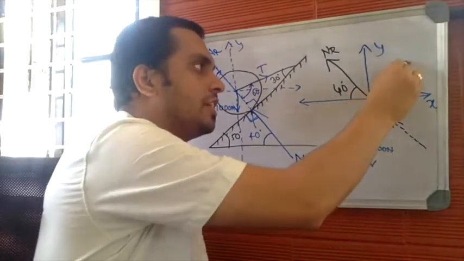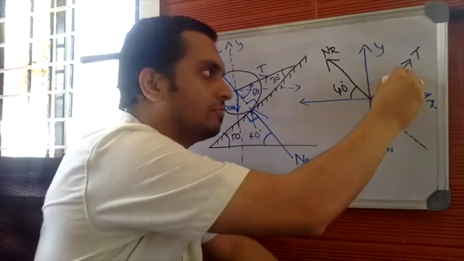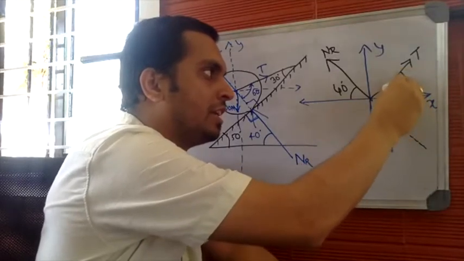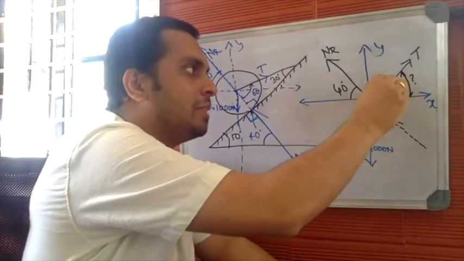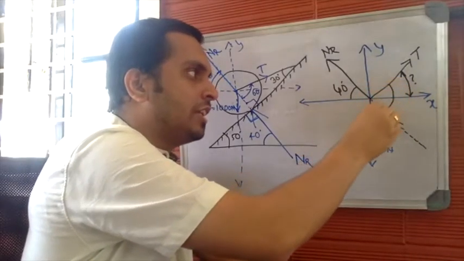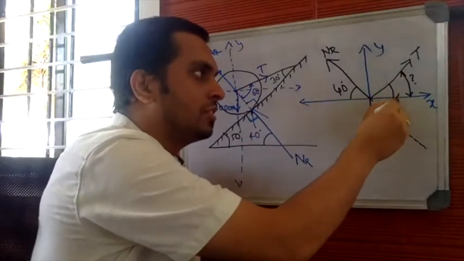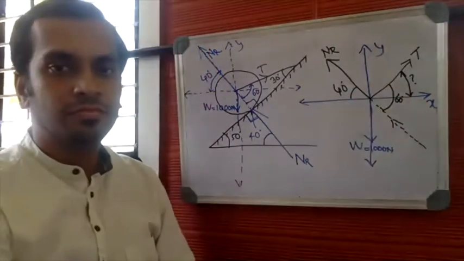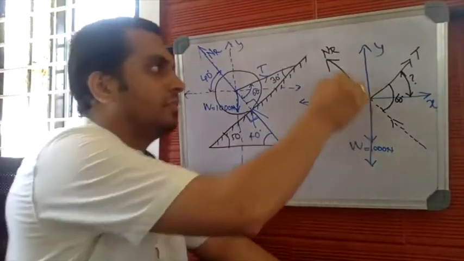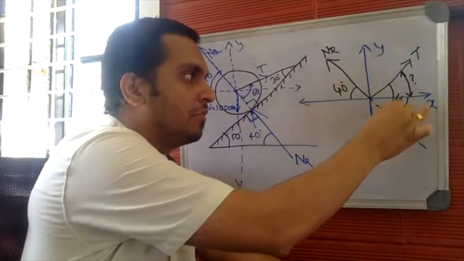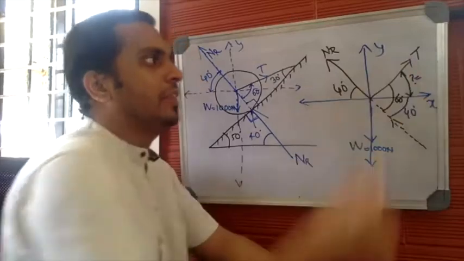Now we have tension T here. We don't know this angle. This is unknown. The angle made by tension T with respect to the x-axis is unknown. But the angle between tension T and this extended line of normal reaction is 60 degrees. Now, if this angle is 60 degrees, everybody observe. This is 40, so even this will be 40, opposite angles. So what will be the value of the unknown angle?